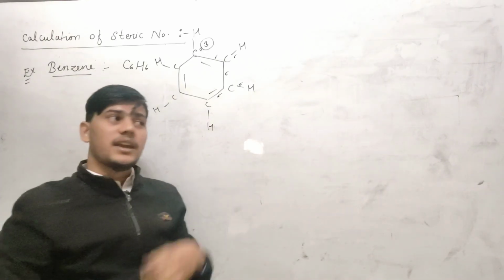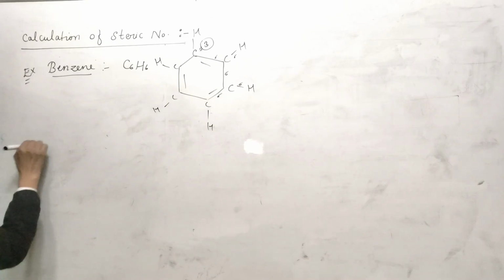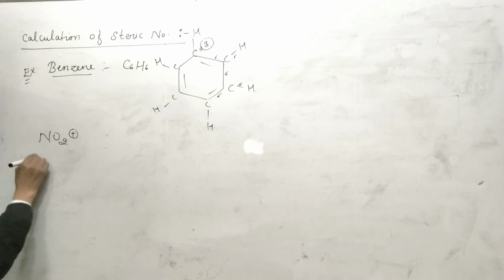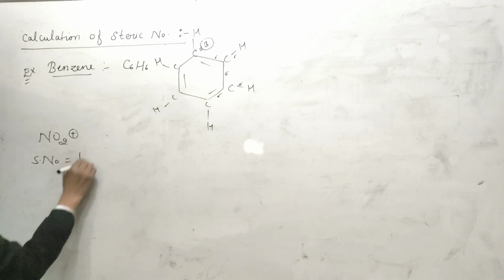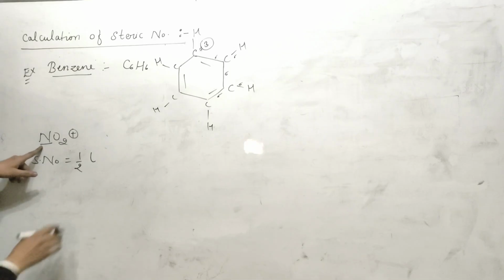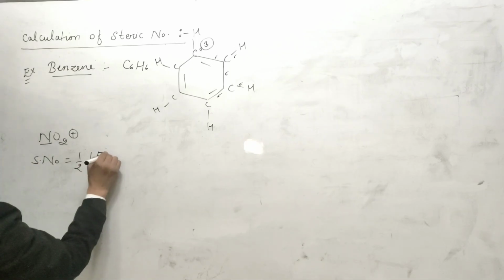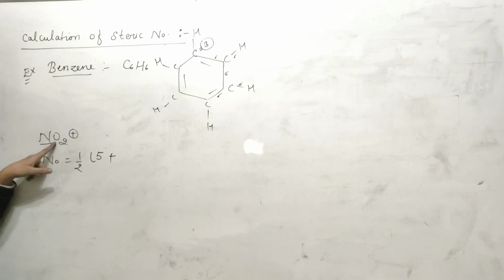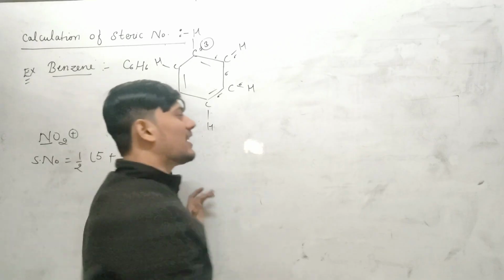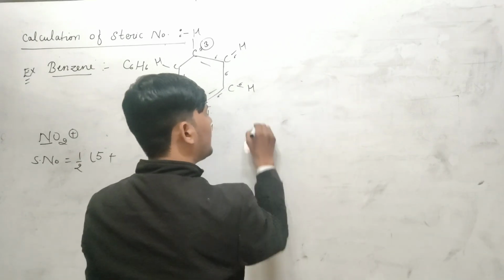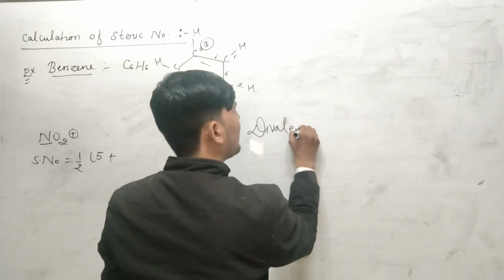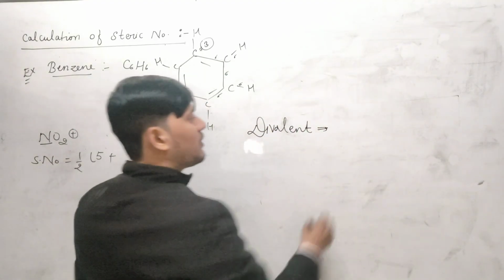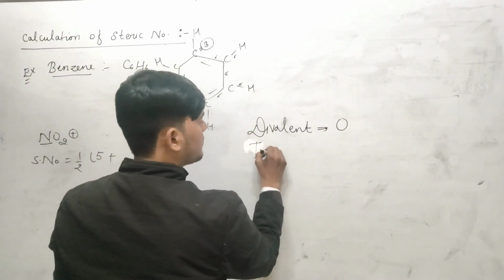Okay. Let us take another example of a molecule, NO2 positive. If the molecule is given, then the steric number will be equal to 1 by 2 of the number of valence electrons. The central atom is nitrogen, so the number of valence electrons of nitrogen is 5, plus monovalent atoms. Is there a monovalent oxygen atom? No, oxygen is a divalent atom. If divalent or trivalent atoms are given, we will not consider them for the calculation of steric number. For example, divalent atom is oxygen and trivalent atom is nitrogen.